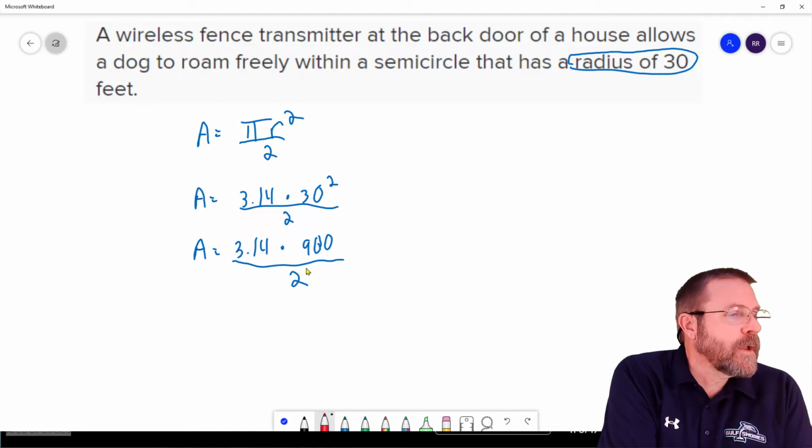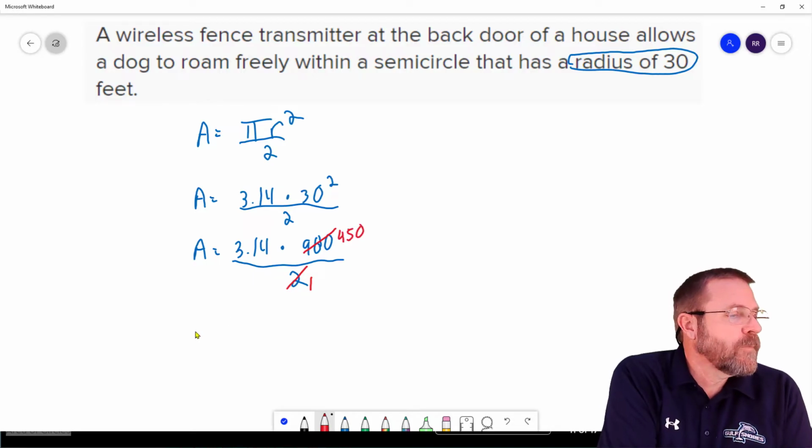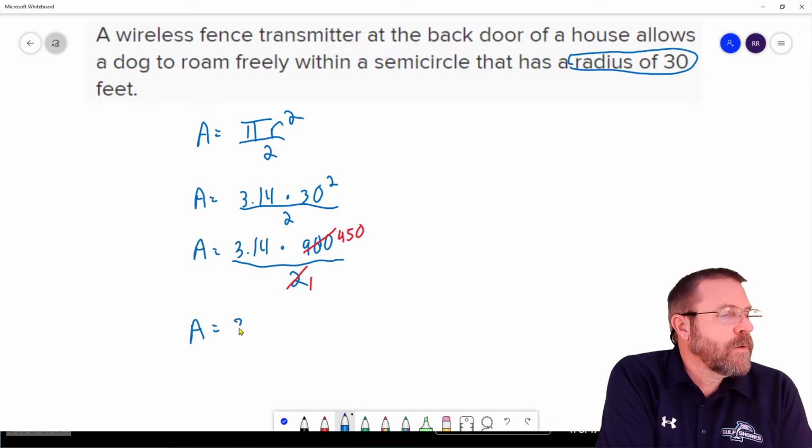I'm going to simplify here. I'm going to say 2 goes into 2 once, and 2 goes into 900 450 times. And now what does that leave me? That leaves me with area is equal to 3.14 times 450.